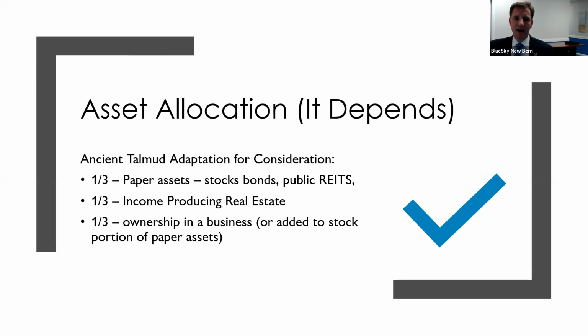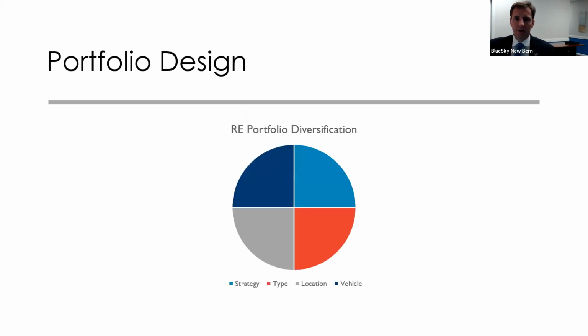Asset allocation. It depends. This is where your team is going to help you design a strategy. The ancient Talmud, in my adaptation of that, said, let every man divide his money into three parts, a third in land, a third in business, and a third keep in reserve. So we've kind of modified that: a third in paper assets, stocks, bonds, public REITs, a third in income producing real estate, and then if possible, if people own a business, some type of ownership in a business. But it really depends. But there's nothing wrong with somewhere between 10% and a third of your money in real estate.